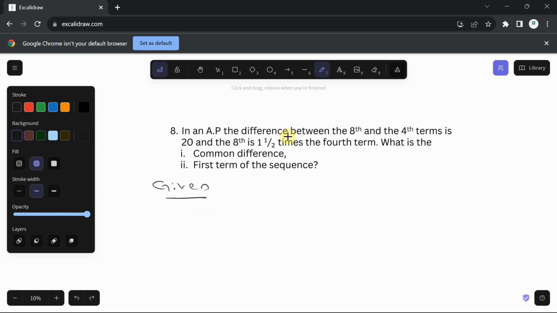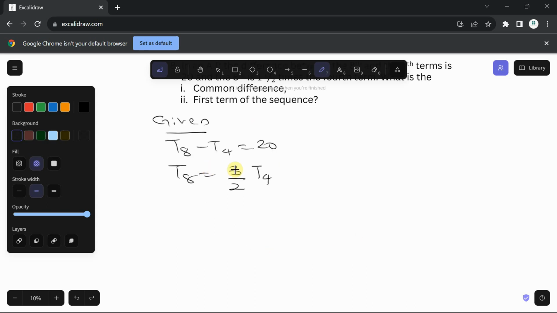We're told that the difference between the 8th term and the 4th term is 20. That means T8 minus T4 is equal to 20. And another thing we know is that T8 is 1.5 times the 4th term. 1.5 is the same as saying 3 over 2. So 3 over 2 multiplied by the 4th term. So from this, I know that T8 is 3 over 2 T4. So if this is my equation 1 and this is my equation 2, I can substitute equation 2 in equation 1.